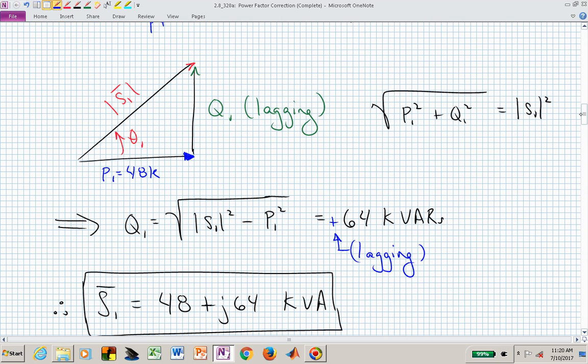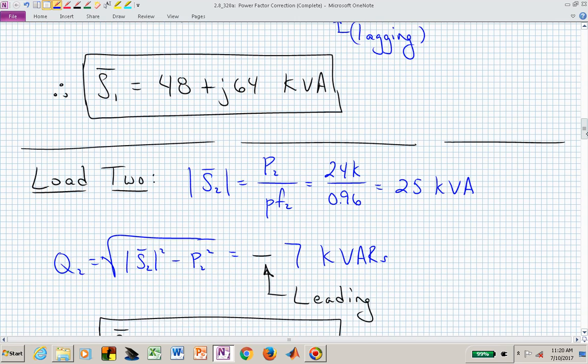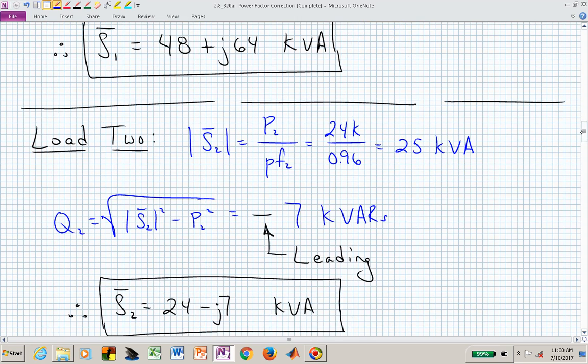So we've now found the complex power of load 1, or you've already found that. It's 48 plus j64 kVA. We can do similar analysis to find the complex power of load number 2.